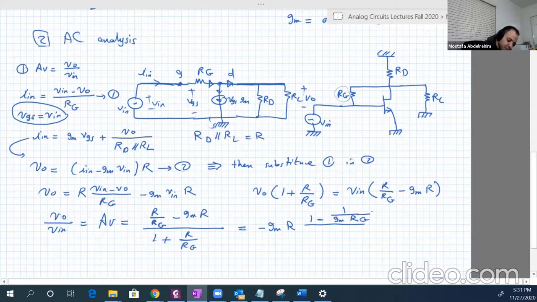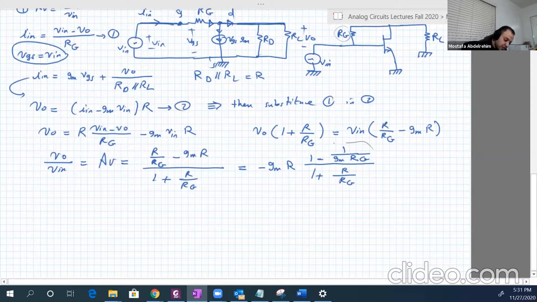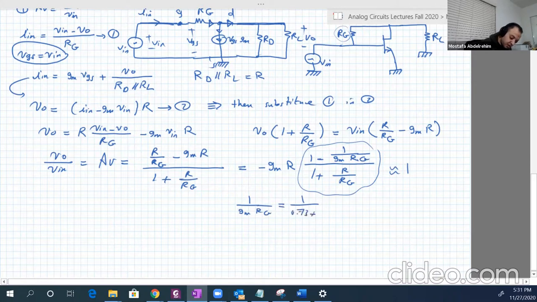Okay, so this is RG here, and 1 plus R over RG. One note here is this term is approximately 1. Let's see why. First, 1 over GM RG is 1 over 0.73 multiplied by 10 mega ohm. So it's just 1 over 7.3 million. So this is basically much less than 1.